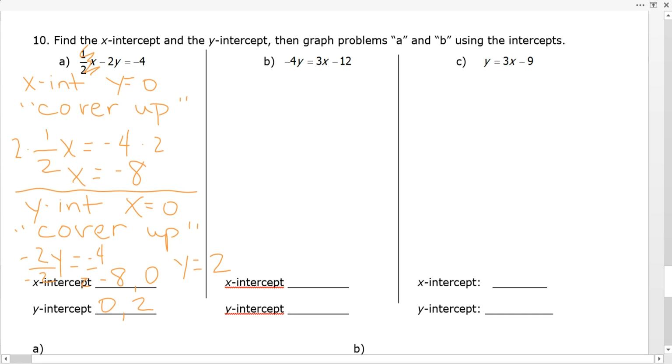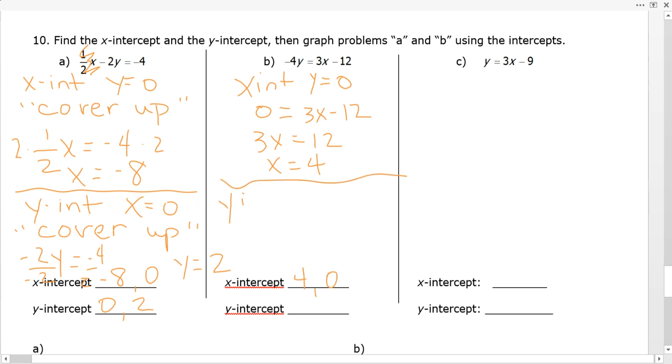Okay, so I'm going to use the cover-up method that I just talked about because whenever one of my y's or x's is equal to 0, that term goes away because when I multiply anything by 0, it's 0. So let's do our x-intercept. Y equals 0. So we have 0 equals 3x minus 12. 3x equals 12. X equals 4. So I have 4, 0.